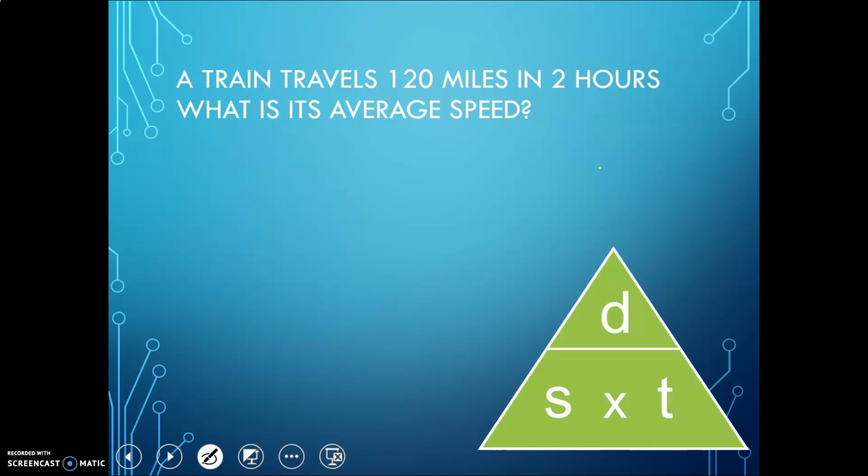A train travels 120 miles in 2 hours. What is the average speed? So we're looking for speed here. So because we're looking for speed, we're going to cover up our speed. And that means we're going to be solving for distance divided by time. So speed equals distance divided by time.